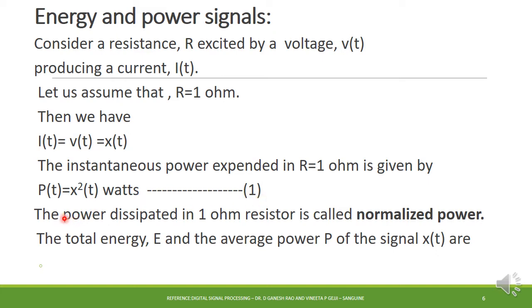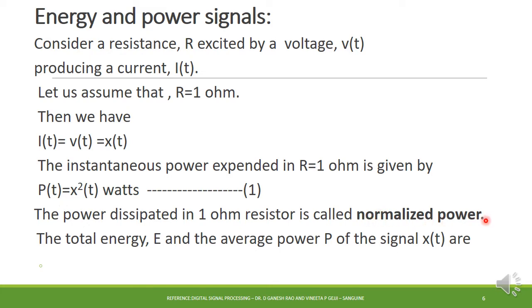The power dissipated in a 1 ohm resistor is called the normalized power. Another point you have to remember: here our resistance is equal to 1. If the power is dissipated for the resistance equal to 1 ohm, then it is called normalized power.